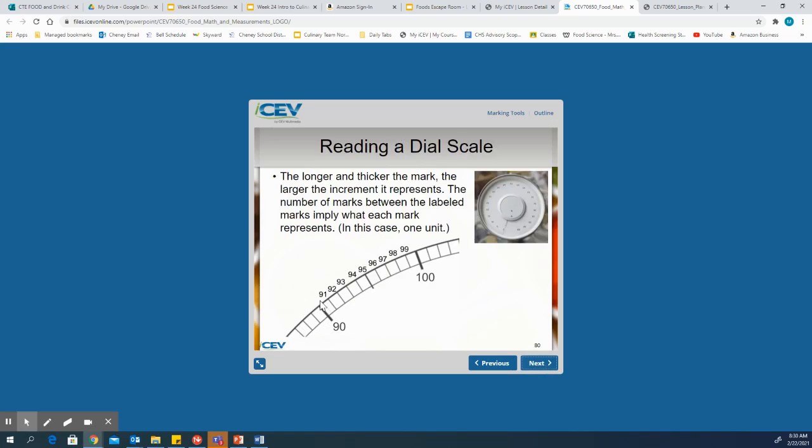So when we're reading a dial scale, it's going to be kind of like a ruler. The longer and thicker marks are going to represent the larger amount, and in between is going to represent 1 unit. And it's all going to look different. Sometimes it'll just be 1 pound or 1 unit in between. Sometimes it'll be 10, like this one.